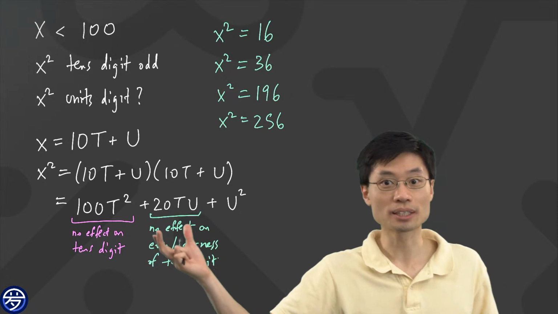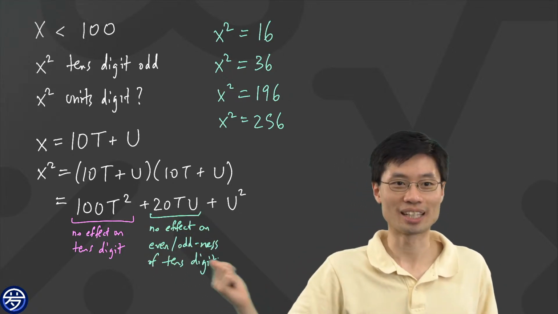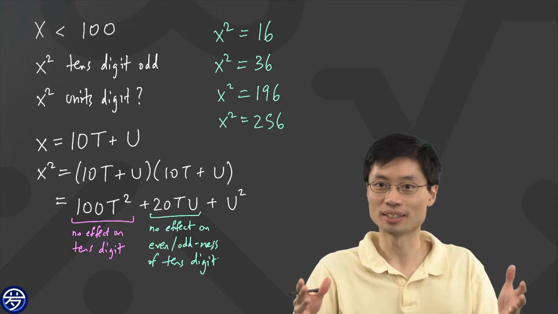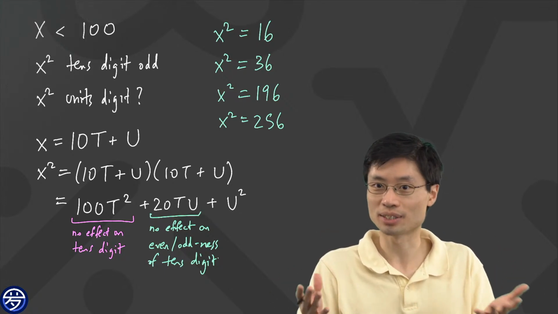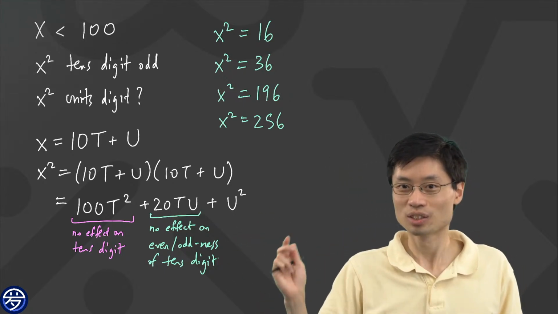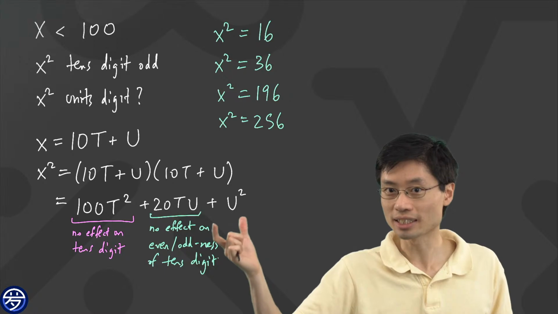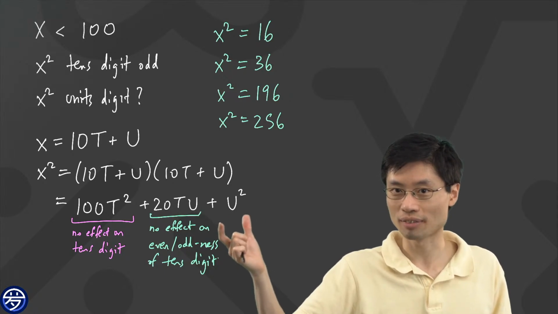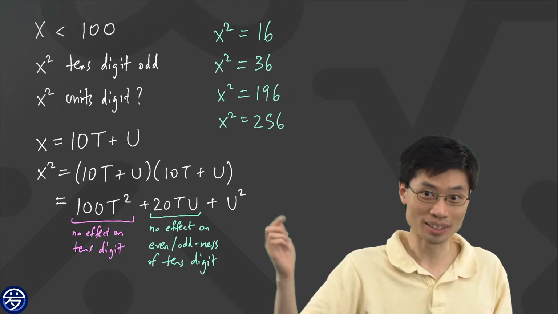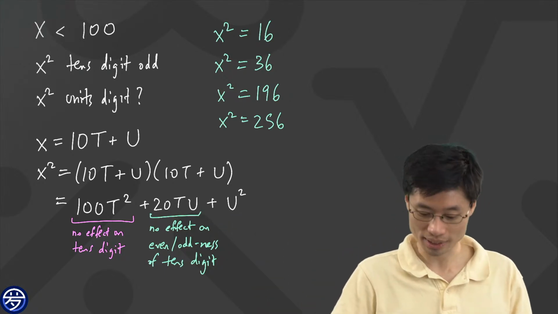Okay, so that's because it's 20 times t. It has a 2. It's just like if I have a number and I go and add 8 to it, it will still be the same evenness or oddness as it was before. So now we go to the u squared. That's the only thing that's going to affect the evenness or the oddness of the tens digit. So now let's just see, what could u be? u is a units digit.